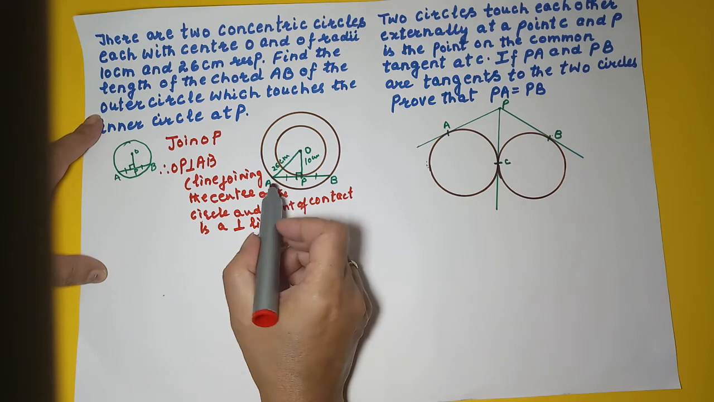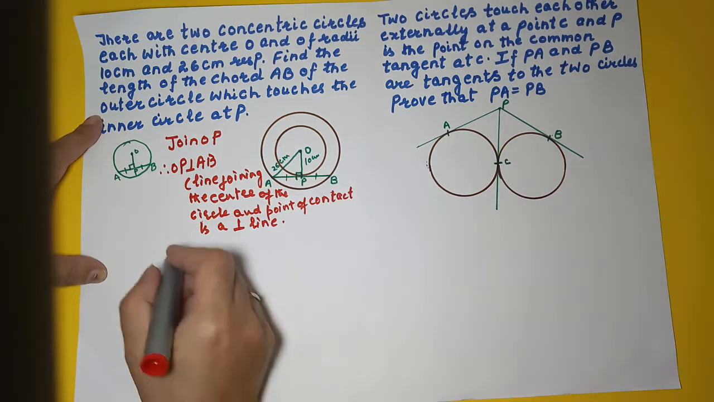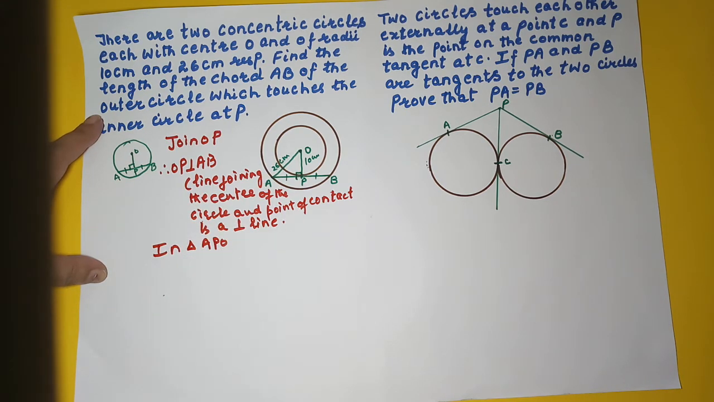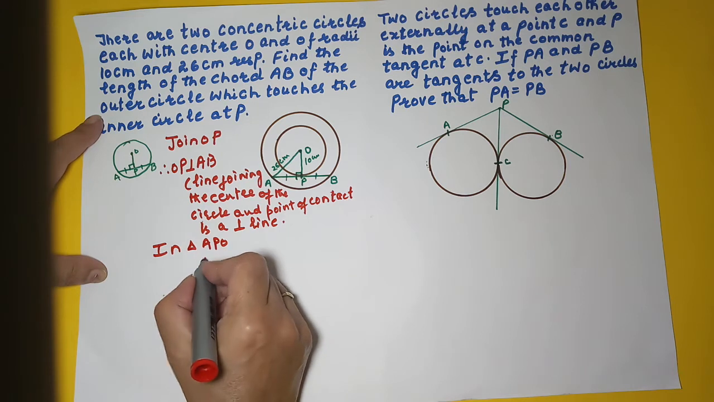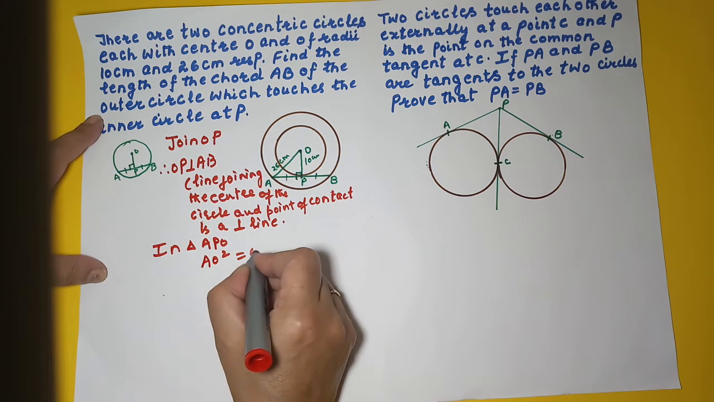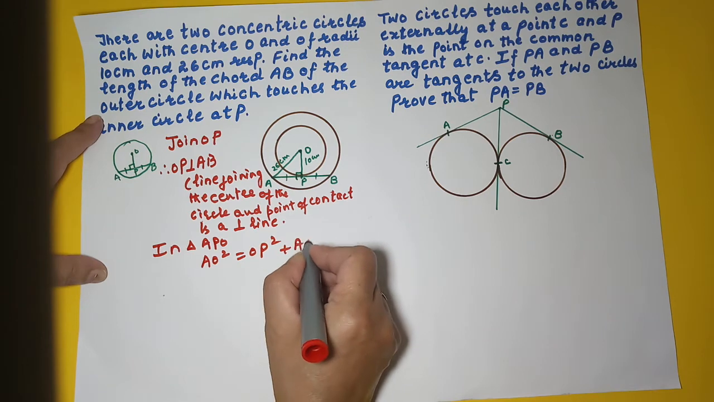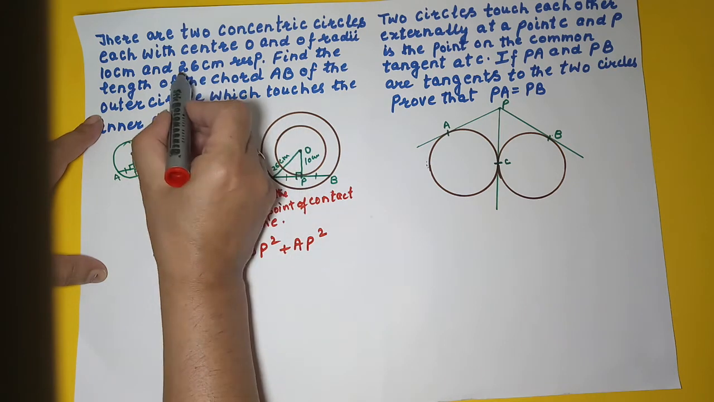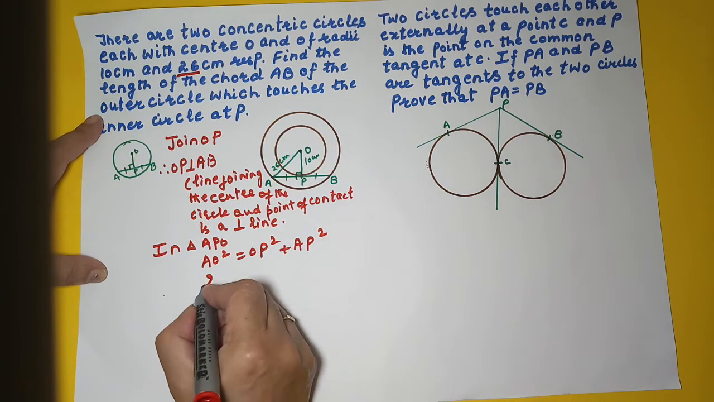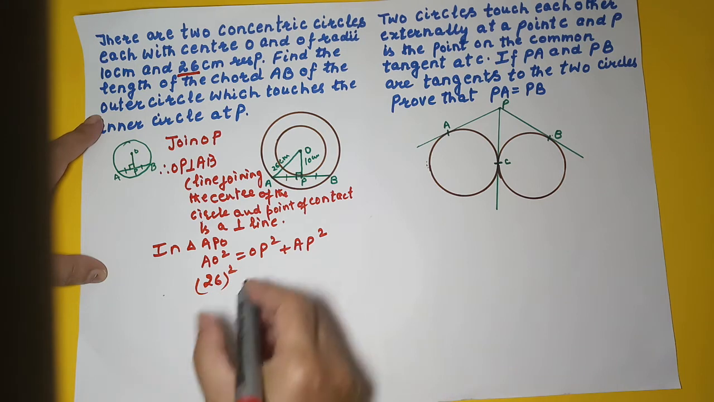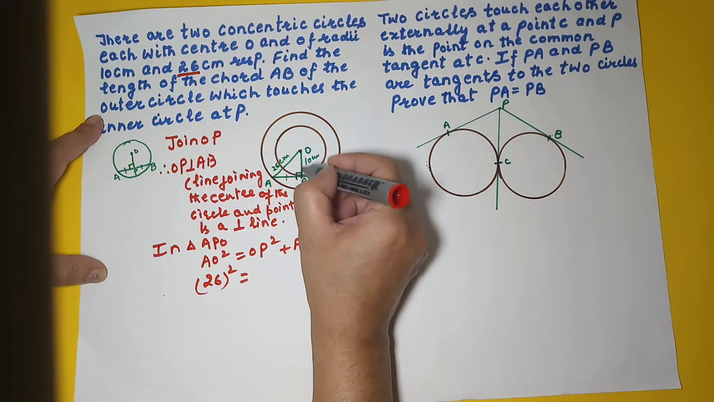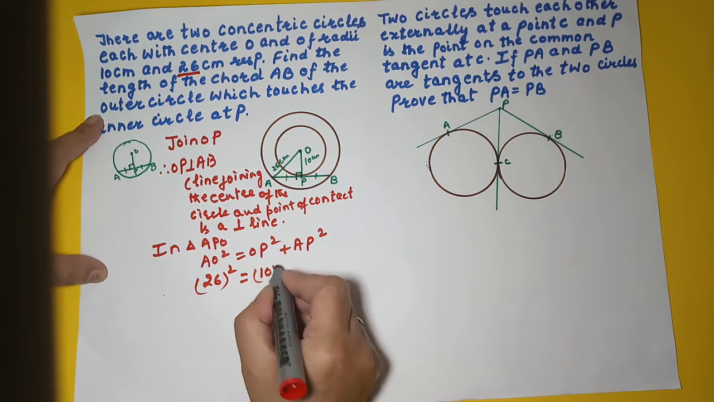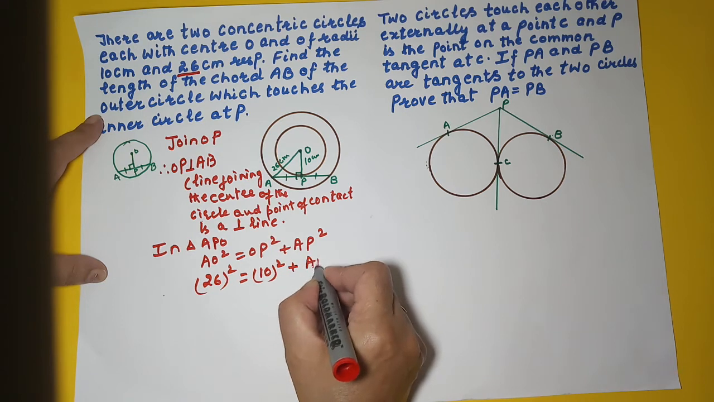Now, let's consider this right angle triangle APO. In triangle APO, it's a right angle triangle. We can apply the Pythagoras theorem. AO square is equal to OP square plus AP square. Now, AO is the radius of the bigger circle, which he has given 26 centimeters. So we can substitute AO as 26 centimeter. OP is the radius of this small circle and that is 10 centimeters. So we can write this as 10 centimeters plus AP square.